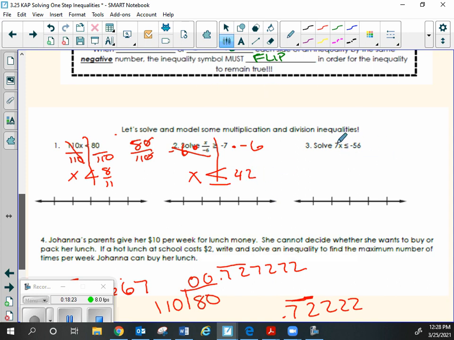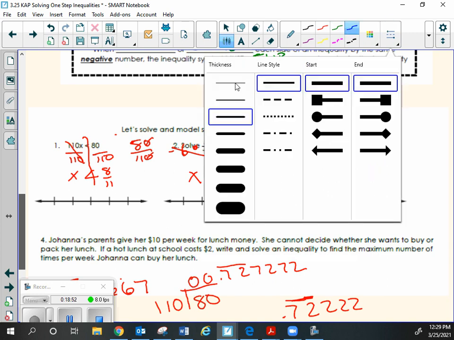Okay, what's happening to x? It's getting multiplied. I need to divide. So divide both sides by 7. Do I need to flip it? Why not? I'm not dividing by a negative. There's a negative up here, but I'm not dividing by it. So I leave it, and then that's going to give me -8. Very good. Okay, let's go back and graph just real quick, because especially the first one.